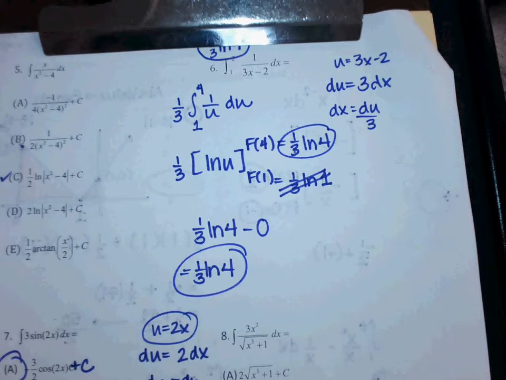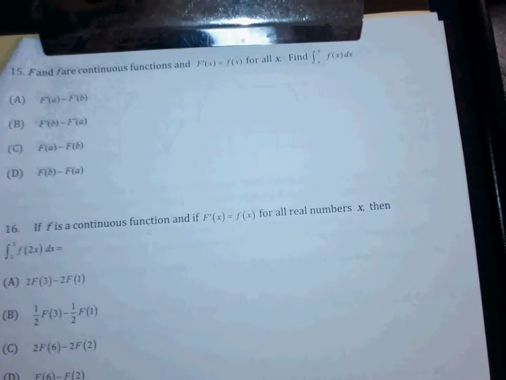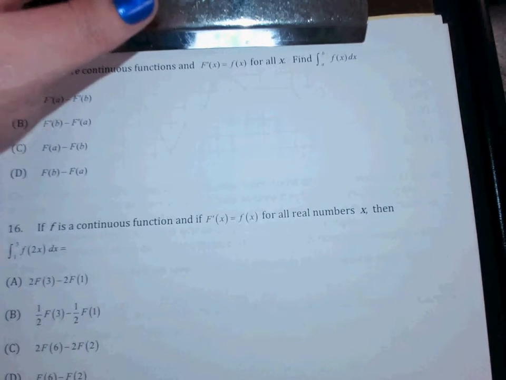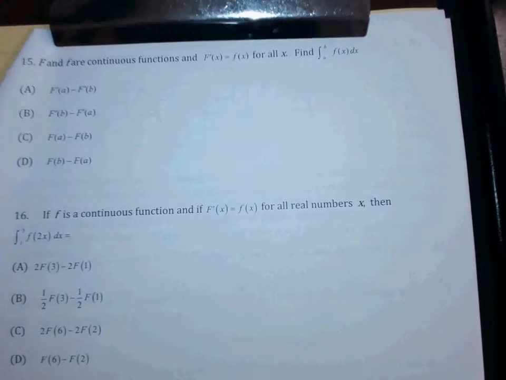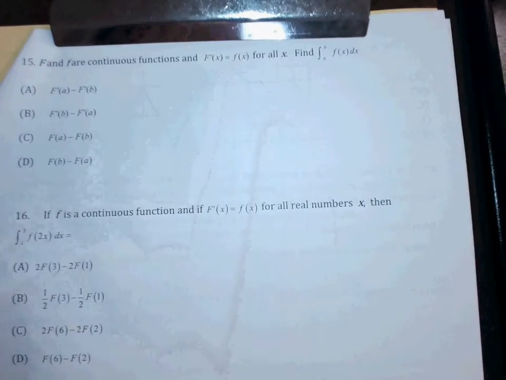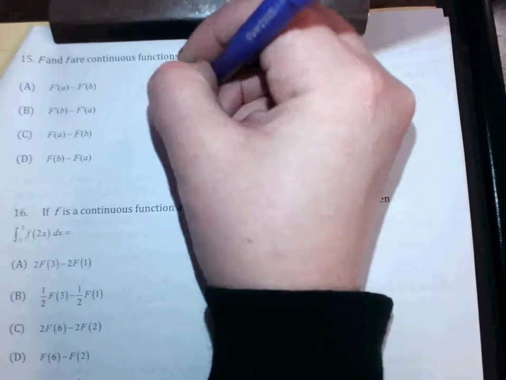Okay, alright, real quick, we're going to run through a couple of these next ones. Turn to number 15. We're going to just do 15 and 16 and then we'll take a break because we'll probably be out of time. Okay, so look at number 15. This is the definition of fundamental theorem. Okay, so it says capital F's derivative is little f. We already know that. Then it says find the integral from a to b of f of x dx.